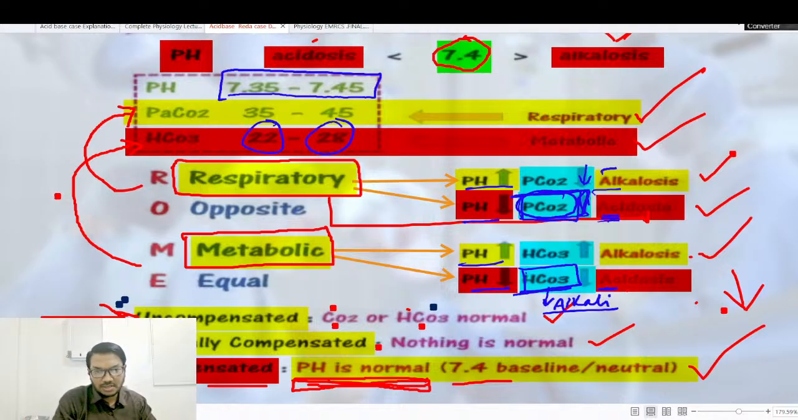You can go through this part again and cover it.